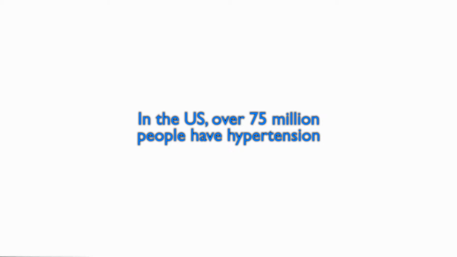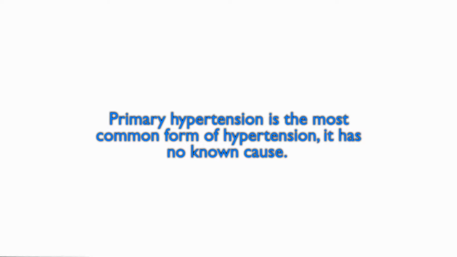In the United States, 75 million people have hypertension. The most common kind of hypertension is primary or essential hypertension. That's hypertension with no known cause, and we think that accounts for about 90% of cases of hypertension. The other type of hypertension is secondary hypertension. So let's first cover primary or essential hypertension, which is no one specific cause.